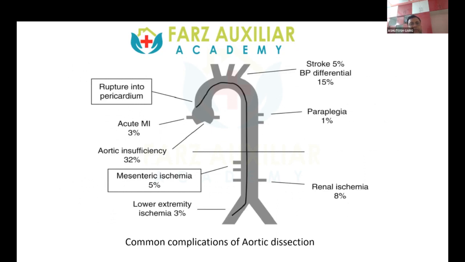So these are the common complications of aortic dissection. You can see acute MI 3%, aortic insufficiency 32%, rupture into pericardium, stroke 5%, paraplegia, renal ischemia, mesenteric ischemia, lower extremity ischemia. These are the common complications of the aortic dissection. And in presentation, they always give some lines like stabbing chest pain or pain radiating to the back. This should be there.